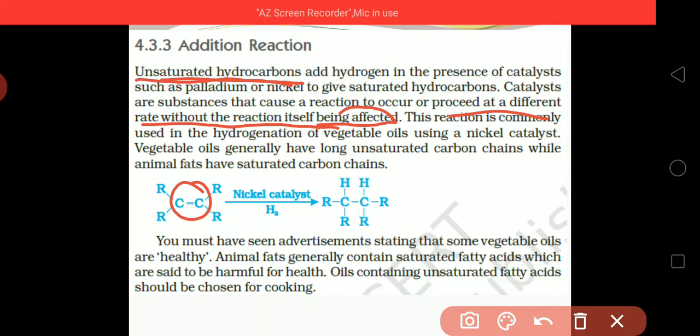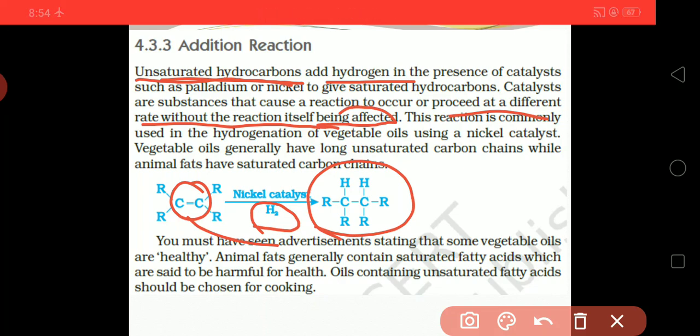When it reacts in the presence of what? A nickel catalyst, with whom? H2, hydrogen. So here you can see that hydrogen is added. Why is it added? Because in this equation no element is eliminated during the reaction. Not a single element is eliminated from the reactant. As a product, the hydrogen which we have added gets attached to the given reactant and it will give a saturated hydrocarbon.